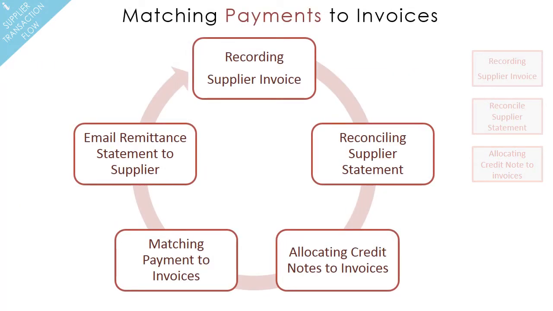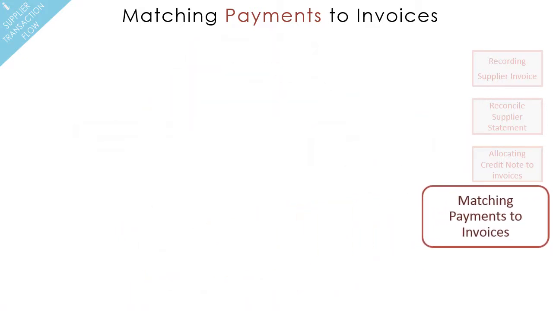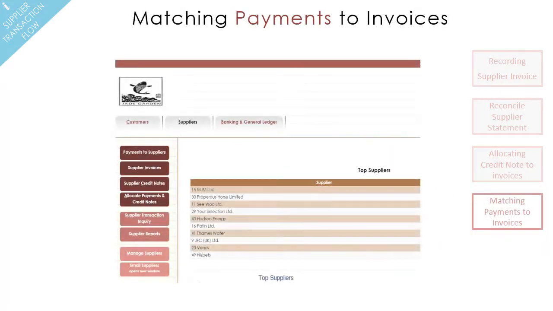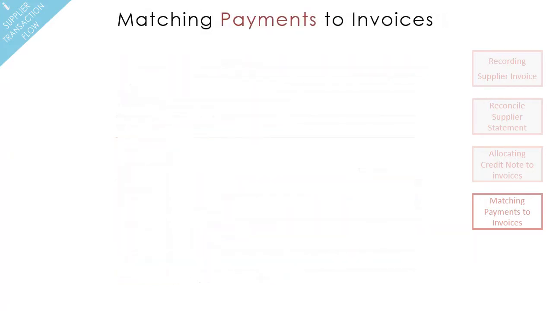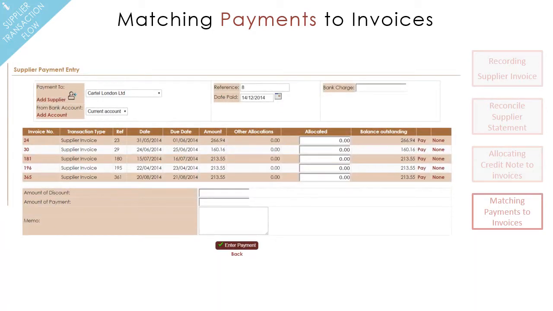The fourth step in the supplier transaction flow system is the matching of the supplier payments against the invoices. For this, go to Payments to Suppliers option, which is the first option in the menu found under the Suppliers area. This will display the following screen. First, select the supplier to whom the payment is made from the drop-down menu. This will display all the outstanding or unpaid invoices relating to that particular supplier.